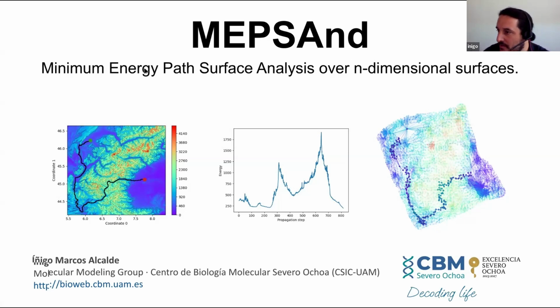MEPSAnd, minimum area path surface analysis over n-dimensional surfaces, is this tool that we have developed in order to analyze energy surfaces in general with any number of dimensions. Like, for example, here you have a 3D surface, the most used case, but it can work with any number of dimensions.